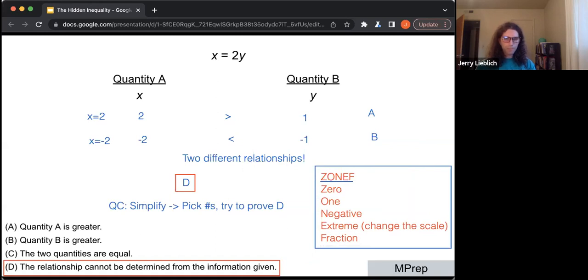And for instance, on this problem here, if we had chosen, say, x equals 0, that would have made both quantity A and quantity B 0, which also would have proven D for us. So all we need is any two of these, and that tells us the answer is actually D. I know this is a lot of information that's coming at you relatively quickly. I want to pause for a second and take any questions because we're going to build from here.